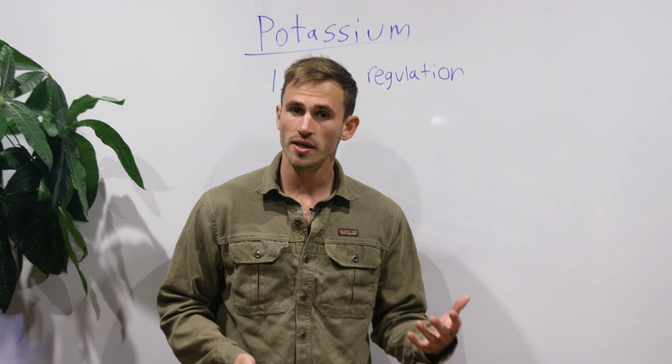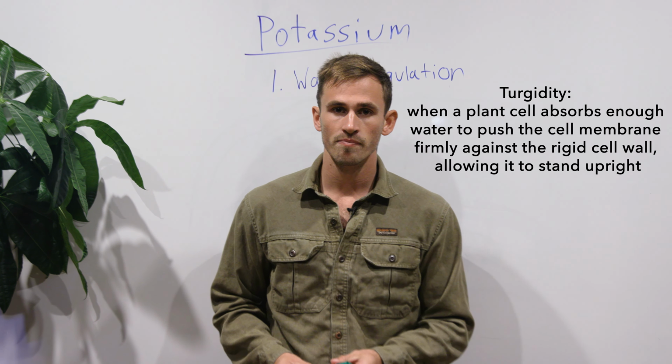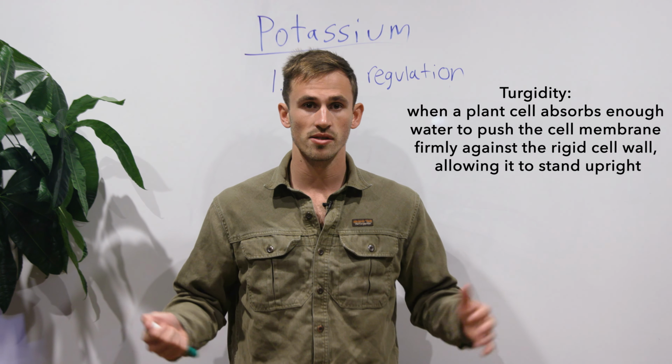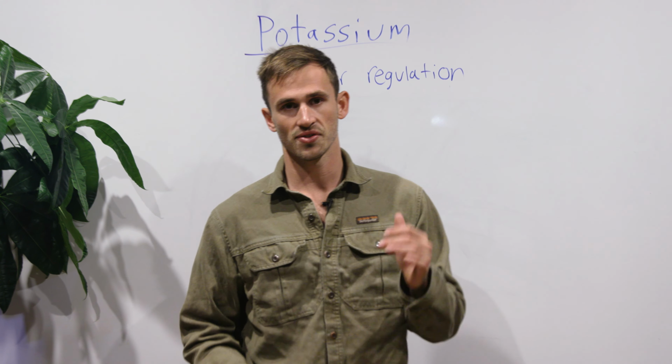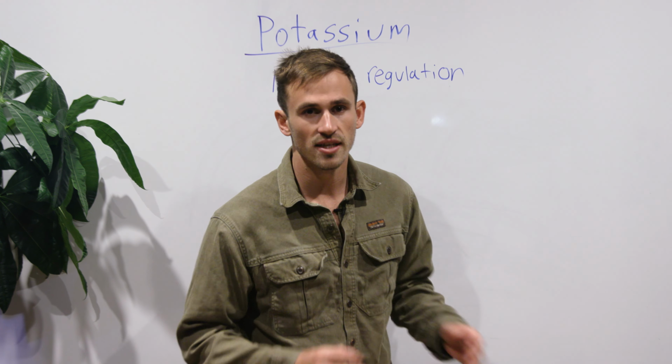So the water regulation and turgidity that potassium creates in a plant isn't just for the whole plant itself, it's also for every single cell within the plant. And when a cell is growing, it's expanding.